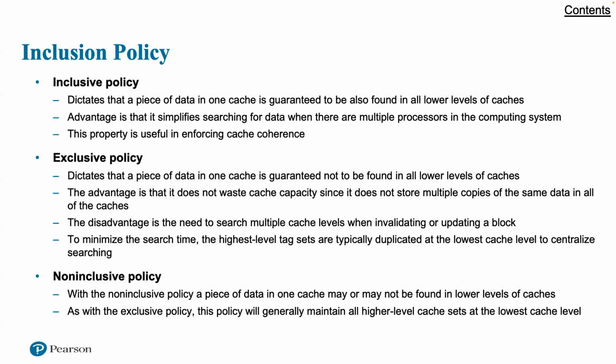So with this one, a piece of data in one cache may or may not be found in lower levels of cache. This can be contrasted with the other two policies with the following examples. Suppose that the L2 line size is a multiple of the L1 line size. For the inclusive policy, if a block is evicted from the L2 cache, the corresponding multiple blocks will be evicted from the L1 cache. In contrast, with the non-inclusive policy, the L1 cache may retain portions of the block recently evicted from the L2 cache.